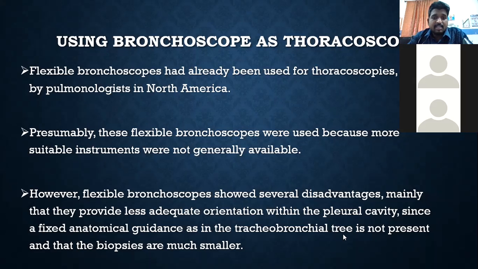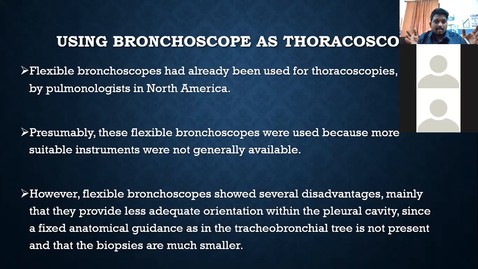Yes, there are a lot of studies where we can use a bronchoscope as a thoracoscope, because we need a vision for that. So what is the main problem we face while using a flexible bronchoscope? There are several disadvantages. Mainly, they provide less adequate orientation of the pleural cavity. The field of vision is very important. With a bronchoscope, you see a tunnel vision.